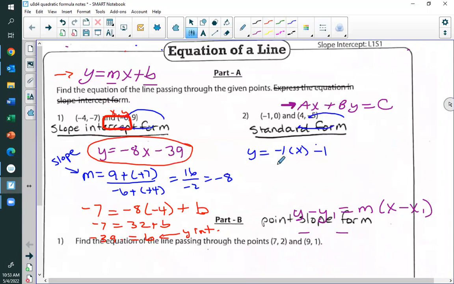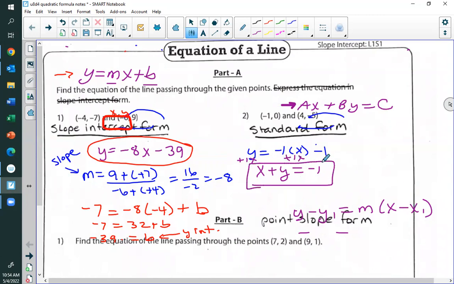So I need ax. So it's negative 1x right now. I'm going to add 1x to each side. So I'm going to have 1x, which is just x, plus y equals negative 1. Everybody okay with that? I just added 1x to each side. Okay, I am now in standard form, right? I have ax plus by equals c. A is positive. A, B, and C are all integers and they can't be divided by anything. So that's it. x plus y equals negative 1.